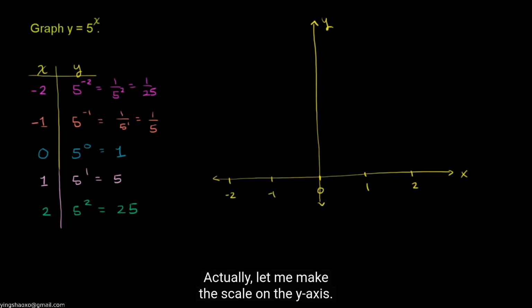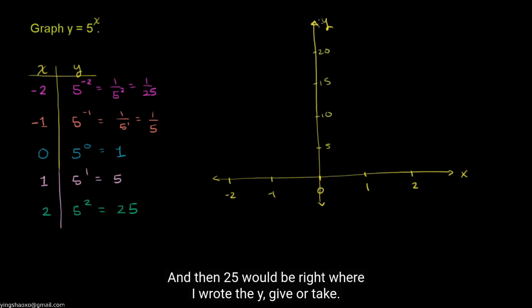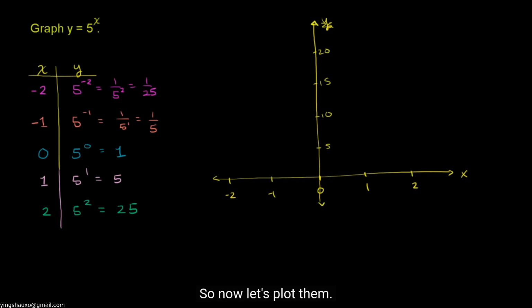Actually, let me make the scale on the y-axis. So we're going to go all the way to 25. So let's say that this is 5. Actually, I have to do a little bit smaller than that, too. So this is going to be 5, 10, 15, 20, and then 25 would be right where I wrote the y, give or take. So now let's plot them.